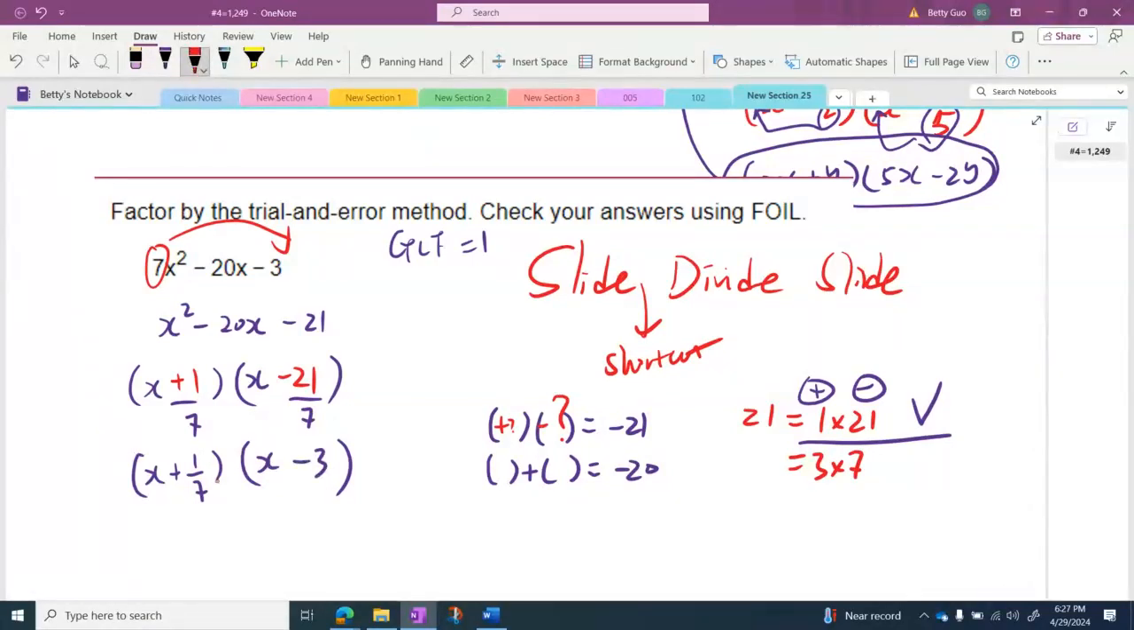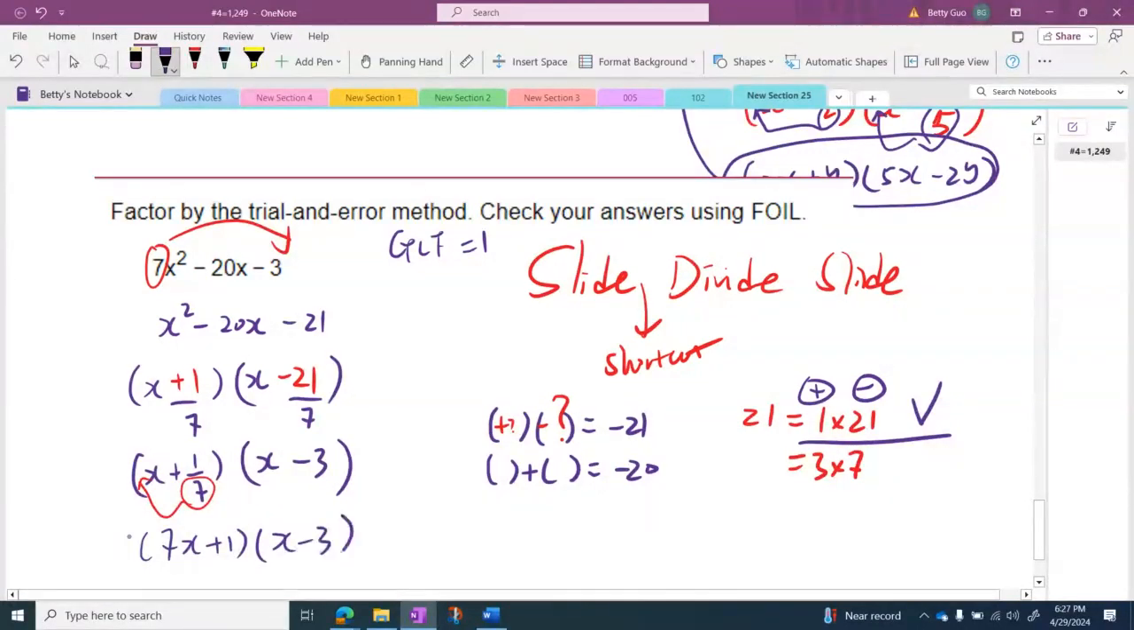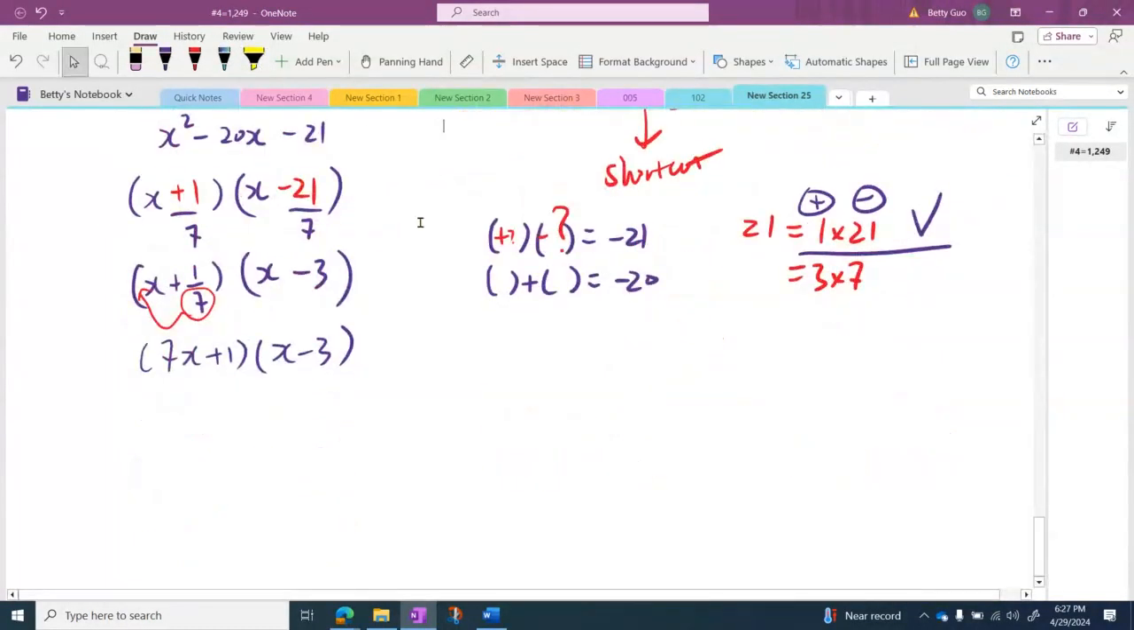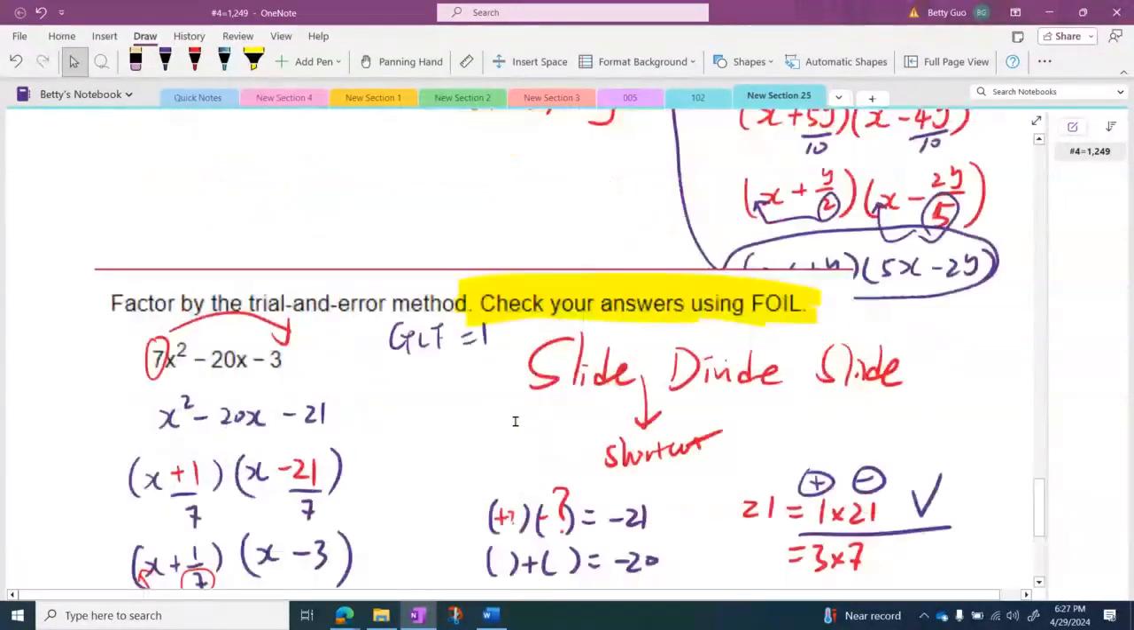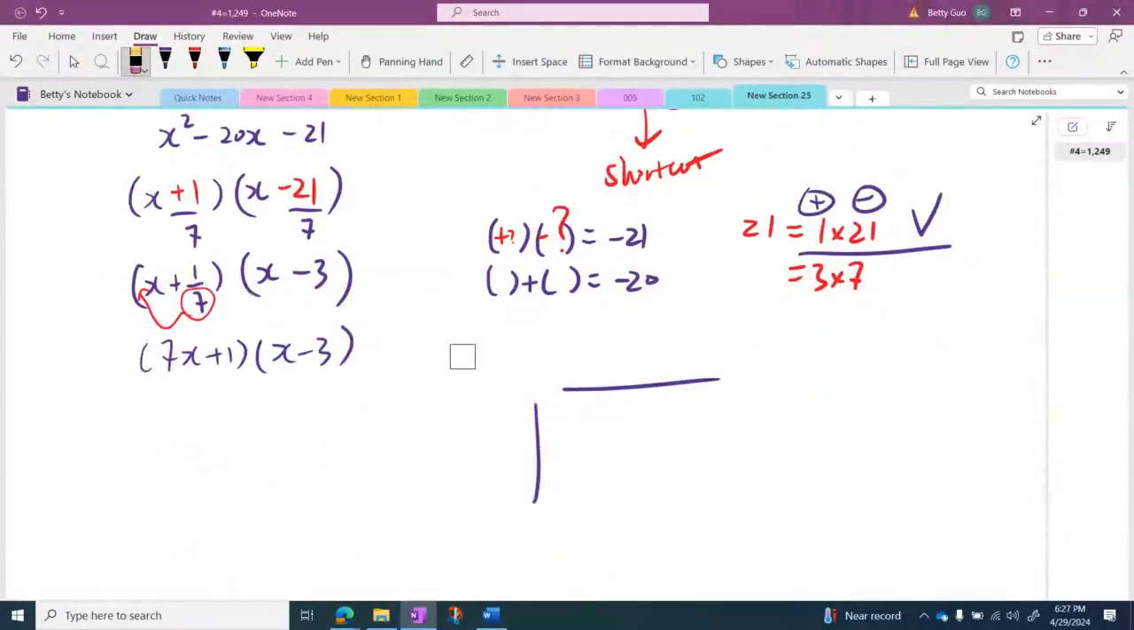When we still have a denominator after we simplify, we slide it back. So the answer is 7x plus 1 times x minus 3. And if you have extra time, I'm pretty generous about the time, you just take your time to double check. You can use the box method to double check, right? If it is correct, after you use the box method and go back to the original trinomial, that means your answer is correct. So do you remember how we do the box method?